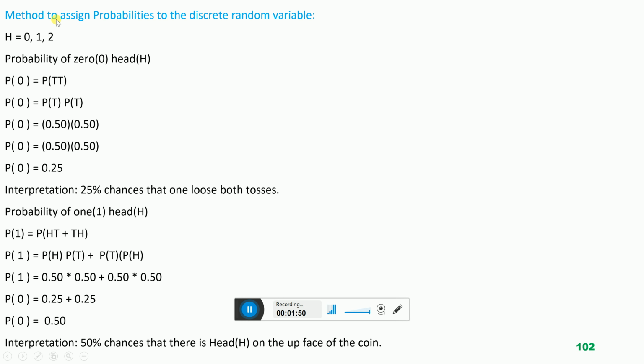Method to assign probabilities to the discrete random variable means how we will assign probability to each value of the random variable to develop the discrete probability distribution table, to list the values of the random variable, as well as to list the probabilities of the values of the random variable. So in this section we will learn the method to assign probabilities to the discrete random variable values.